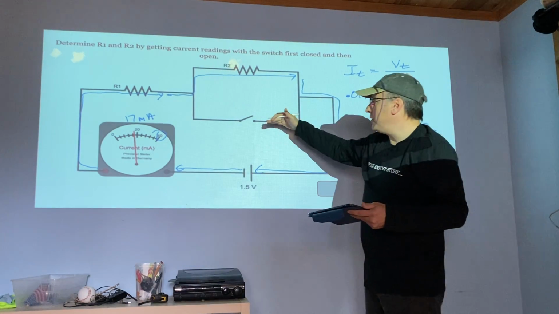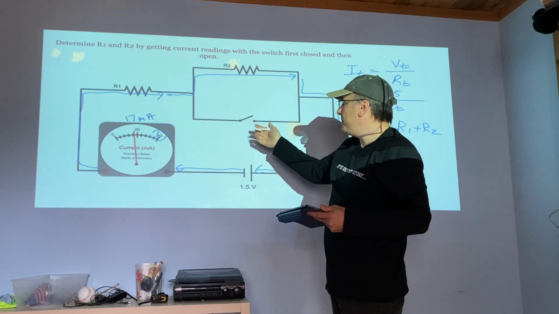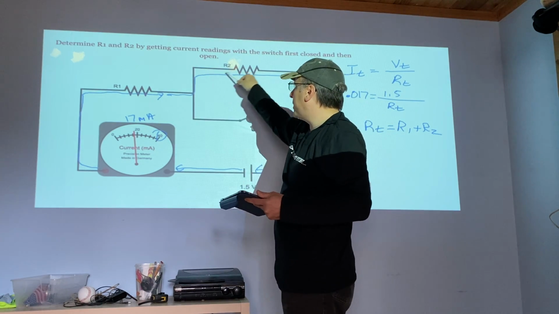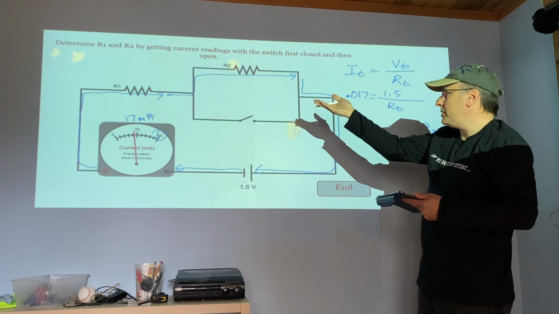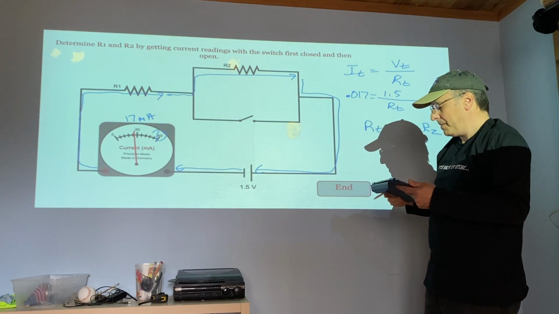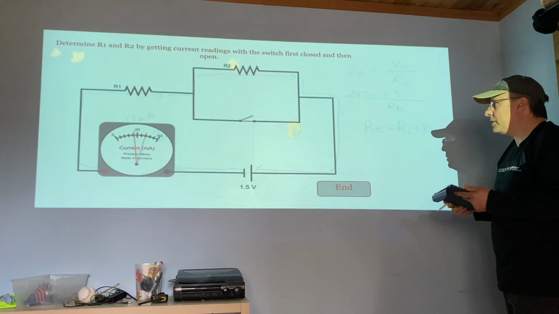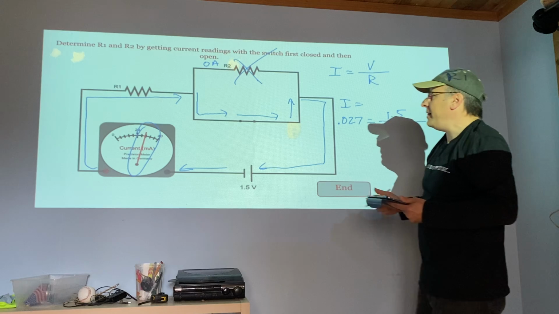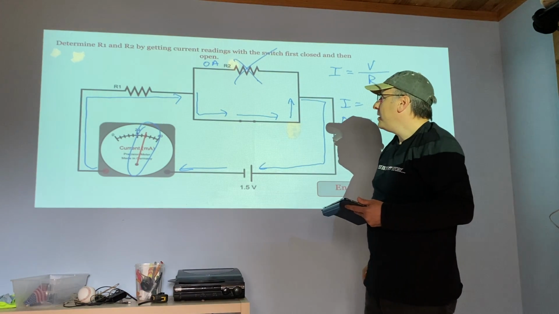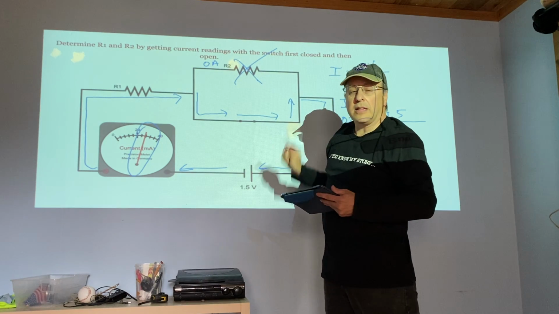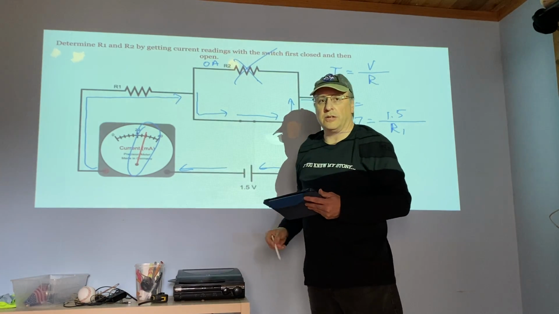So I hope you guys understand the purpose of the switch. We can have the switch open, in which case all the current takes the top path, and we have a simple series circuit. Or we can close the switch, and now all the current takes the bottom path, and we've shorted out the top path, and we've created a simple circuit with just one resistor.